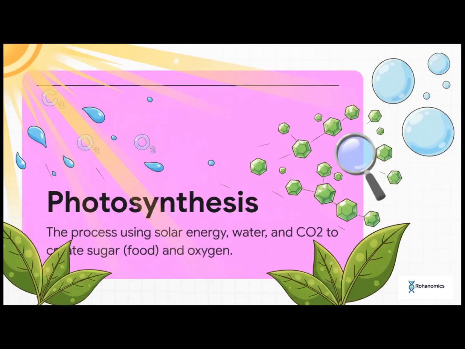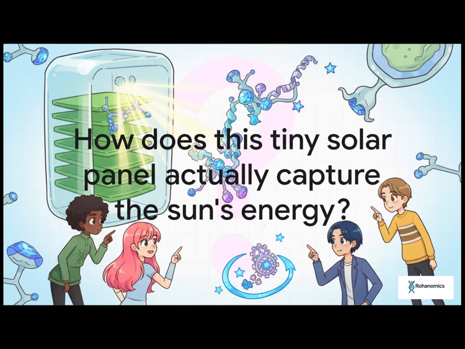So, what's photosynthesis? At its core, it's just this amazing process of turning sunlight into food. The plant takes in stuff we breathe out, carbon dioxide, plus some water. Then, using the energy from sunlight, it smashes them together to create sugar, which is its food. And lucky for us, it spits out oxygen as a byproduct. I mean, it's an incredible trick, right? But how? How does a tiny green disk inside a cell actually capture the energy from the sun, which is millions of miles away? How does that even work?